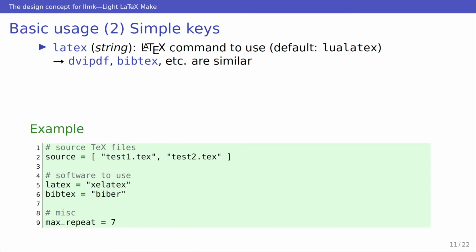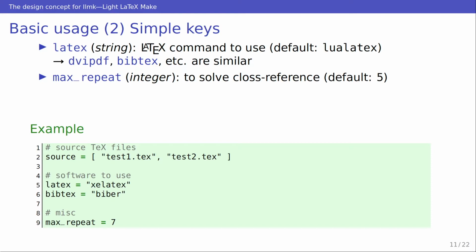Let's get back to the basic usage of llmk. There are a few important keys in llmk. The first one is the key latex, whose value is a string. It specifies the LaTeX command to use, and the default is LuaLaTeX. This is because llmk works with TeX Live, so I can 100% guarantee that if llmk works, we have LuaTeX in this environment. We also have keys such as dvipdf, bibtex, and so on.